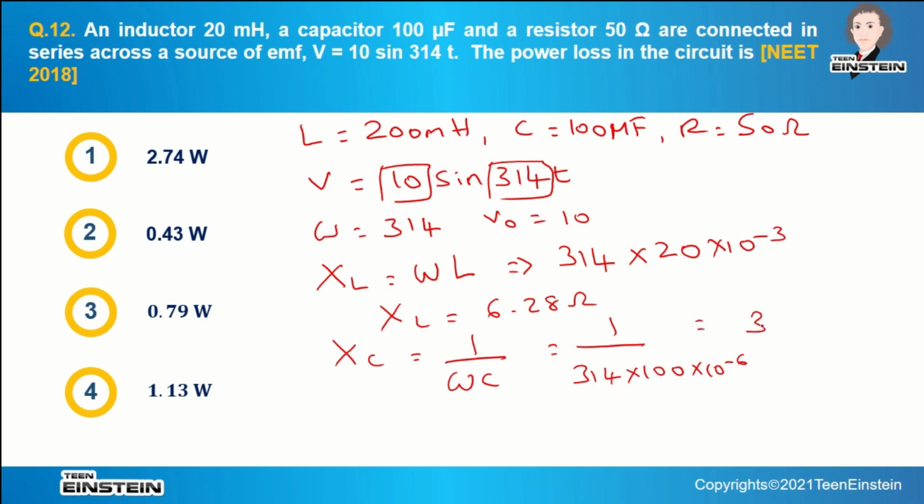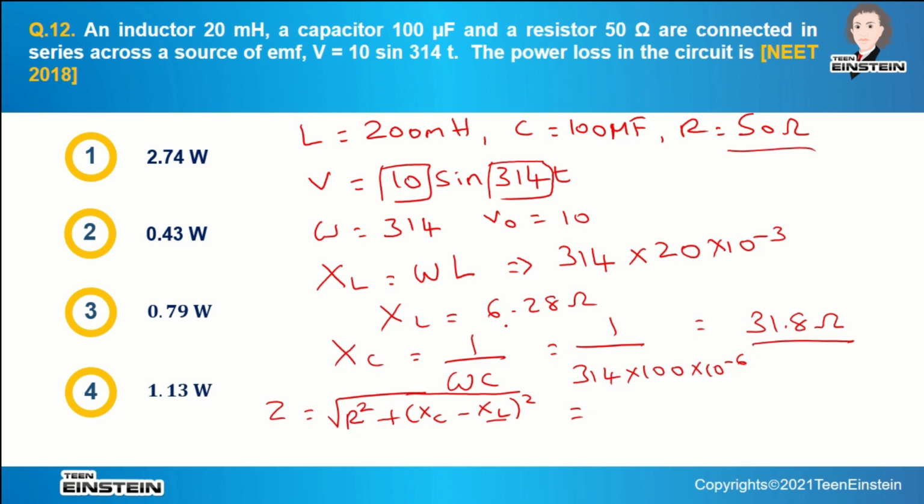So this will become 31.8 ohm. So you know the impedance formula, Z is equal to root of R square plus (Xc minus XL) the whole square. If you substitute the value of R, which is 50 ohms, Xc value 31.8 and XL value 6.28 ohms, you will be getting the impedance value as 56.1.